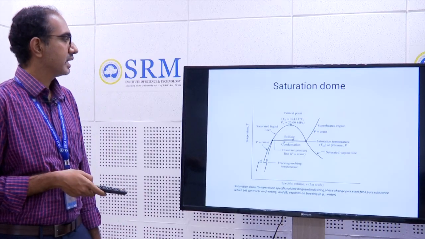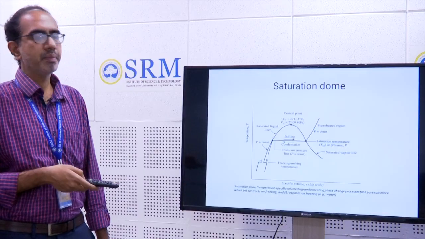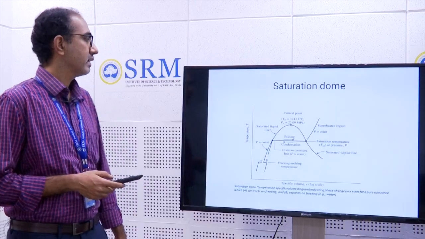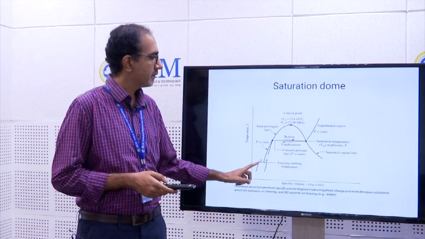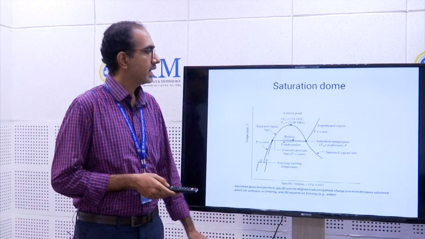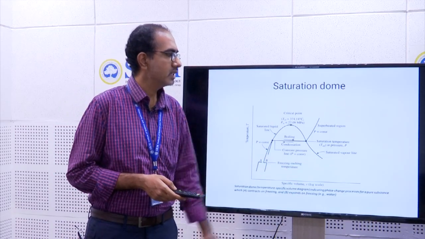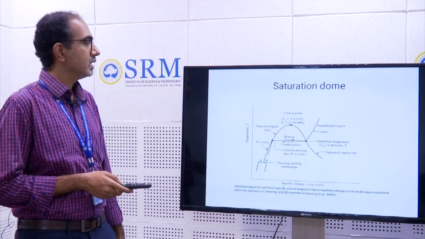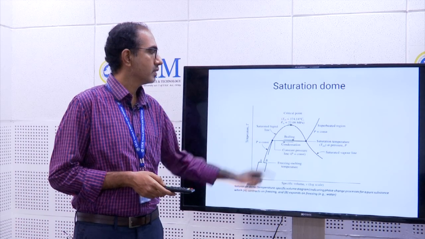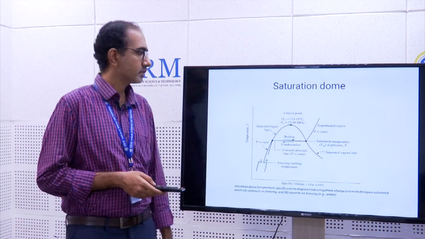This is a saturation dome, which is used in two-phase phenomena like boiling. In this graph, the y-axis is temperature and the x-axis is specific volume, and we have a curve. The left side curve is known as the saturated liquid line, whereas the right side curve is known as the saturated vapor line. These two curves meet at a common point, and that point is known as the critical point.